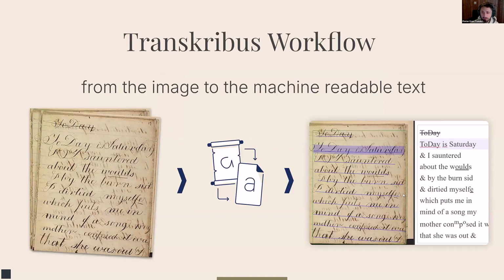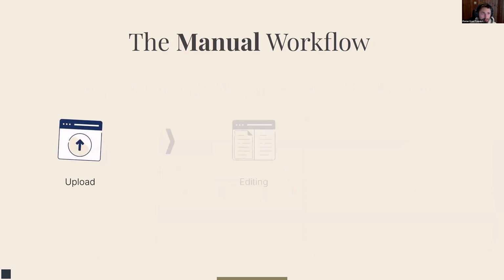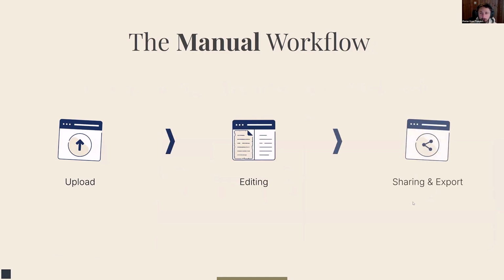To do that, there's the from image to machine readable text workflow in Transkribus. So how you get from an image to machine readable text with Transkribus is very easy and straightforward with automated text recognition, but still you need some tools to work with the data then. And here is where the editor comes in. We've tried to show in which places the editor actually plays a role.